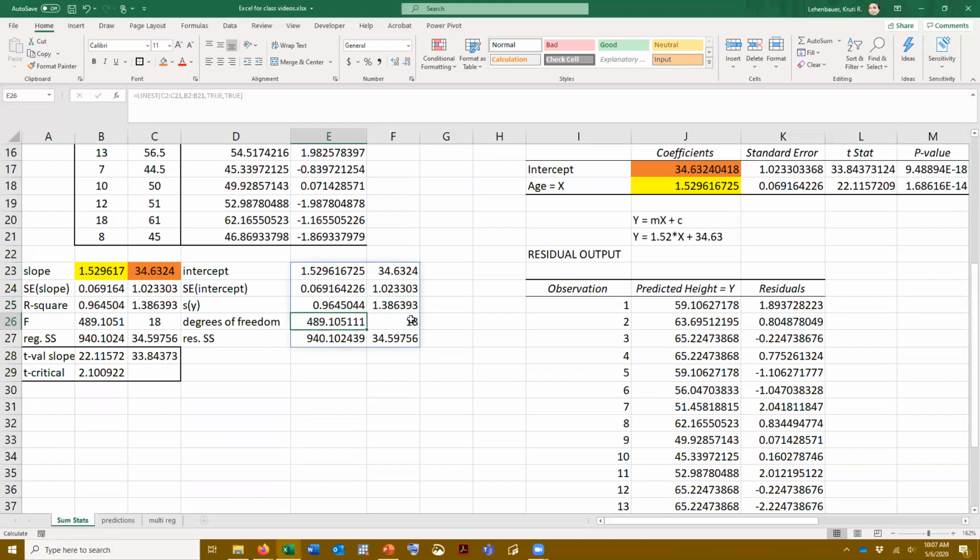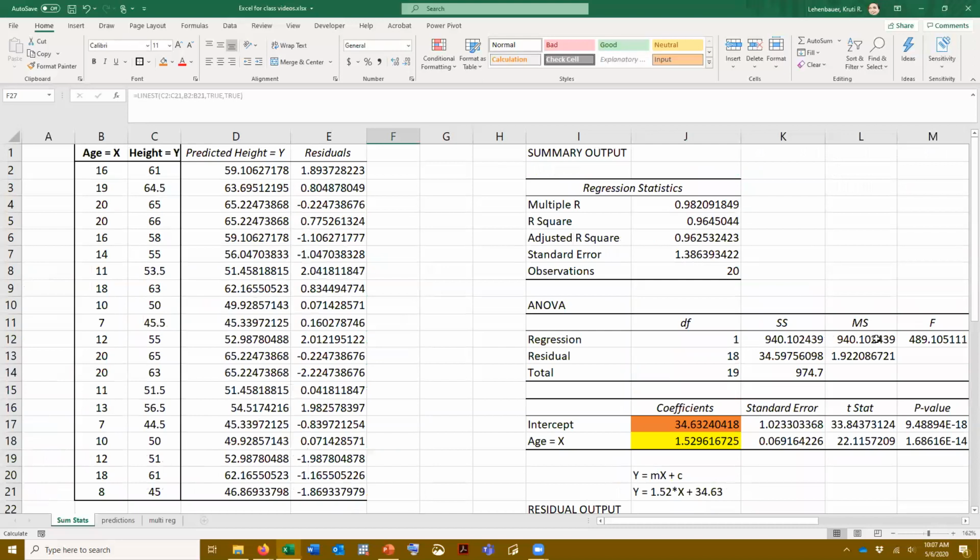489.105 is the F value. 18 is the degrees of freedom. And these are the regression sum of squares and the residual sum of squares. Again, regression sum of squares and residual sum of squares.